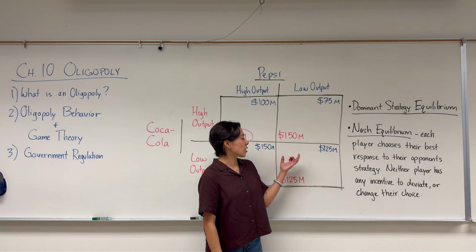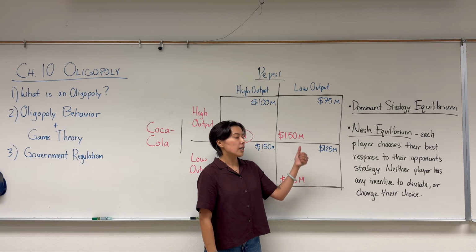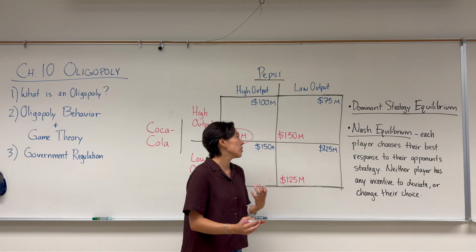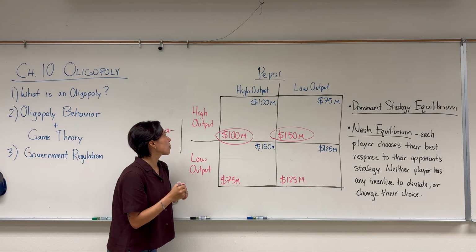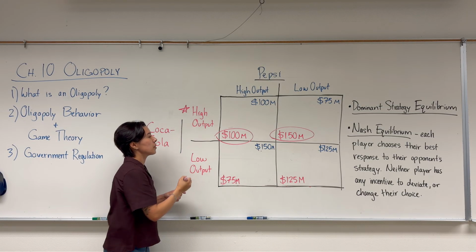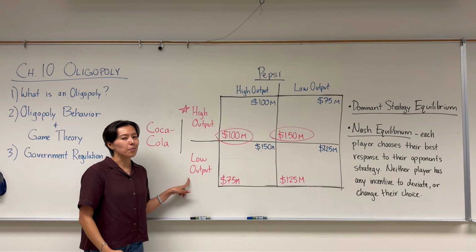Instead, if Pepsi were to produce the low level of output, Coca-Cola is still better off if they produce the high level of output. So Coca-Cola's dominant strategy is to produce this high level of output. There's never a situation where they can make more money by producing low output.